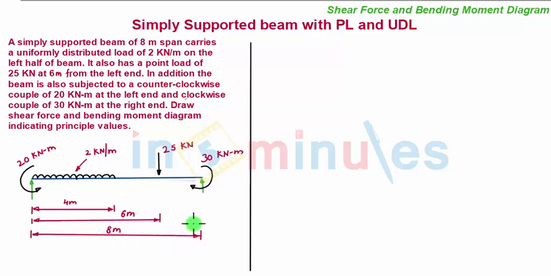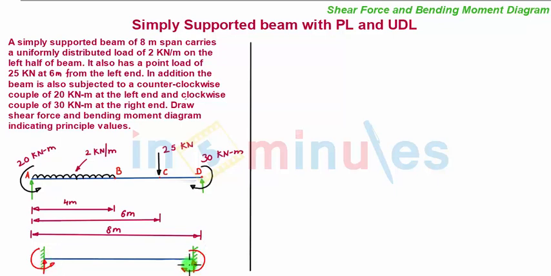Now for the sake of convenience, let us define the salient points. Let this point be point A, this be point B, this be point C, and this is point D. If you see this beam, it is a kind of a fixed beam which has on the left hand support a vertical support reaction and an anti-clockwise couple, and at the right hand support another vertical support reaction and a clockwise couple.